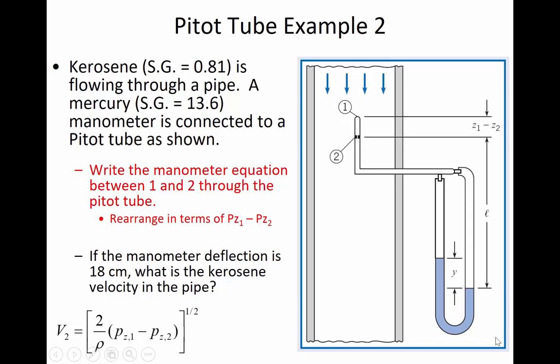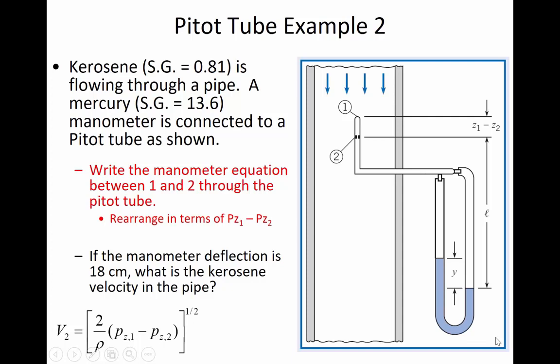Z1 minus Z2 is the distance that we're going down. And then we're still continuing to go down through kerosene, some distance L. So it's plus gamma of kerosene times L. And I'd like you to do the rest of it. There's more and more, and then eventually that gets us to P2. All of that is equal to P2, just applying the hydrostatic equation through the manometer.